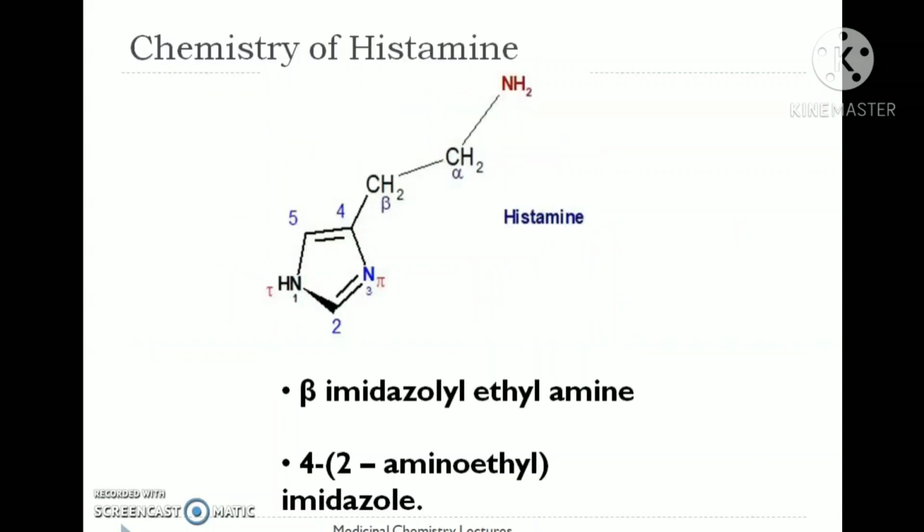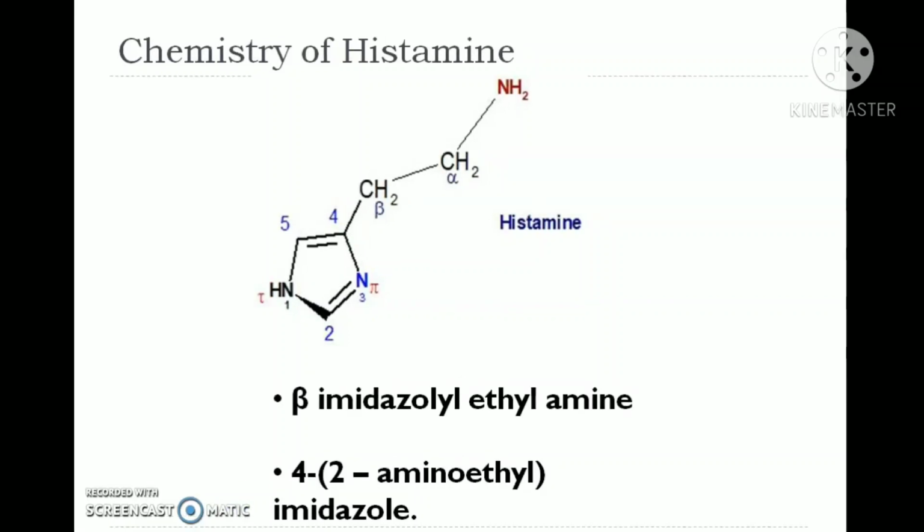Coming to the chemistry of histamine. So what you see on the screen is the structure of histamine. You can see that it contains 3 nitrogen atoms. So nitrogen containing compounds are basic in nature. So histamine is a basic compound. Out of the 3 nitrogen atoms, the first nitrogen atom forms a part of the amino group. It is a primary amino group. And the other 2 nitrogen atoms are present in the heterocyclic aromatic ring system.